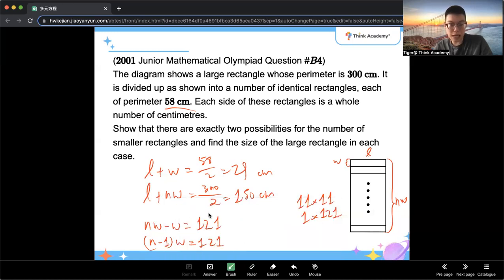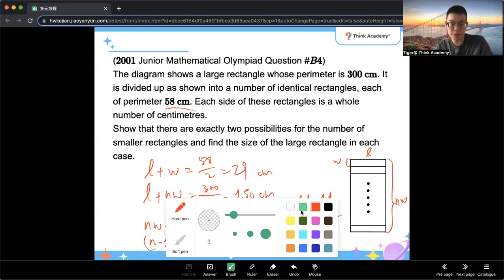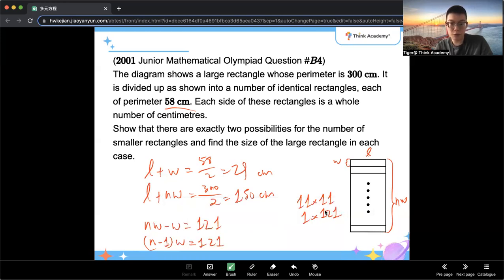So it means that the width cannot be 121, first of all, because if the width is 121, it can't be adding up with the length to get 29. So the width is either 1 or 11. When the width is 11, it means the length is 18.